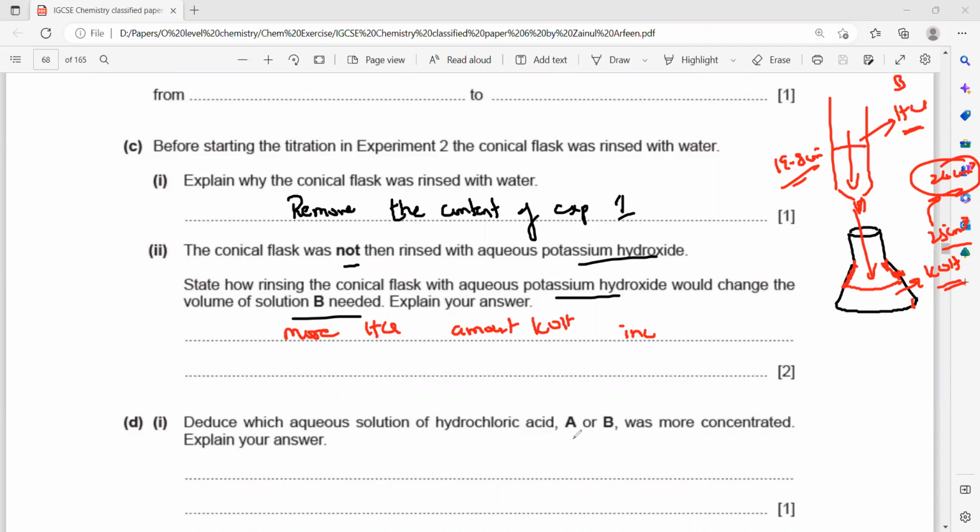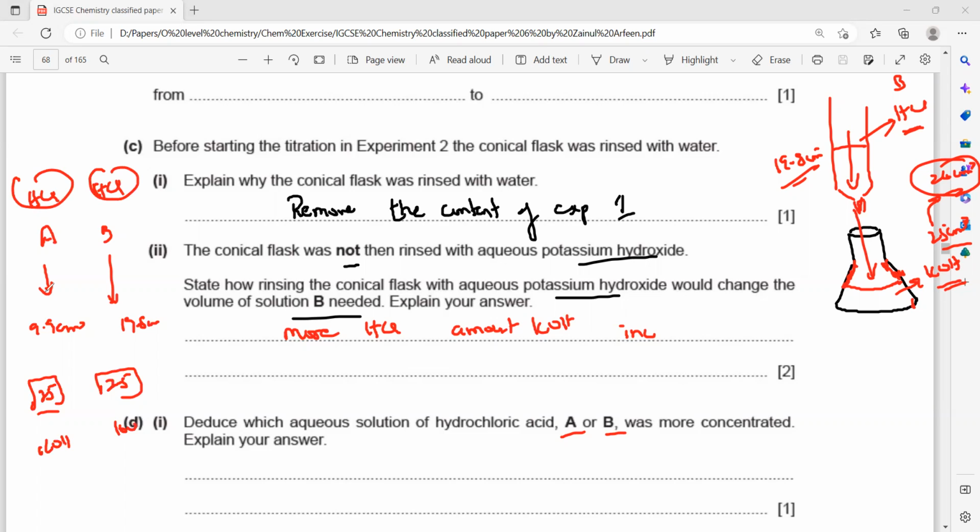Then deduce which aqueous solution, A or B, is more concentrated. For aqueous solution A, we need only 19.9 cm cube. For aqueous solution B, we need 19.8 cm cube for a complete reaction with 25 cm cube of KOH. So which solution is more concentrated, A or B? A is more concentrated because we use less volume for the same mole. We mention A is more concentrated because we need a small quantity for a complete reaction.